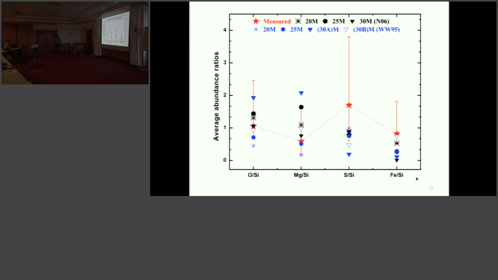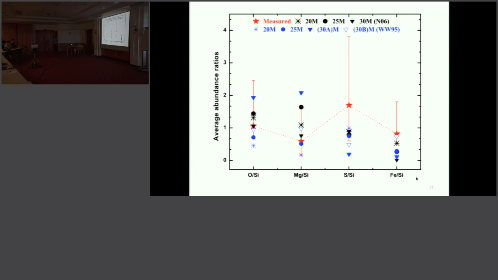And apparently I did not cite their paper anywhere. If you need the citation for this paper, I can get it for you. These are the abundances, they took the ratios of oxygen to silicon, magnesium to silicon, sulfur to silicon, and iron to silicon. And here's the abundance ratios, relative to solar, for their models. The red stars are their models.